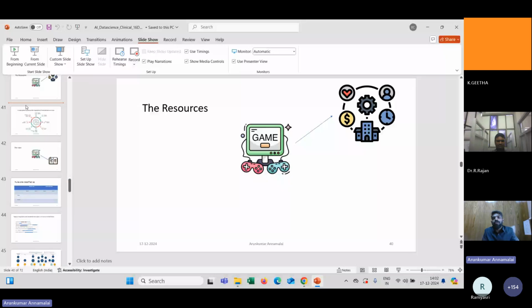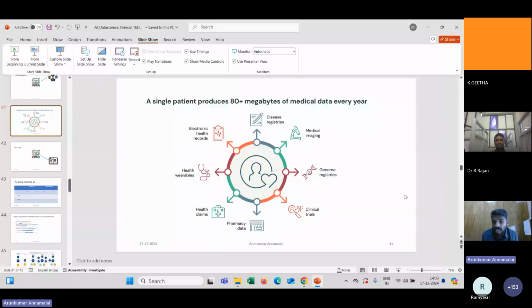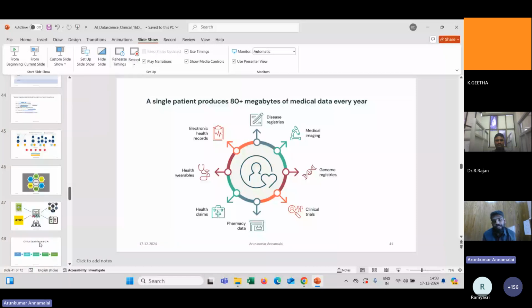So where is your source of data going to be? Is it from a disease registry? Is it from medical imaging? Is it from the genome registries? Is it coming from clinical trials, or from the pharmacy or health claims, health wearables, or electronic health records? These are the different sources of data we have, and then the types of data.